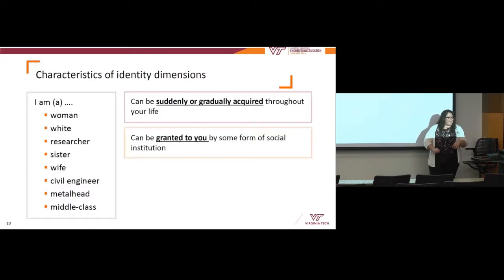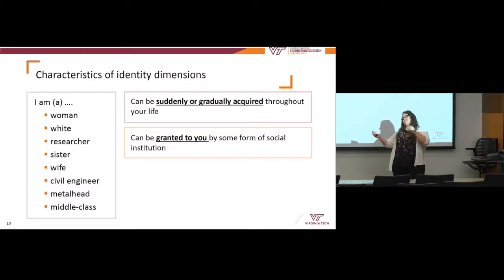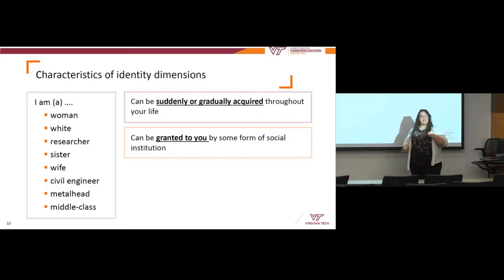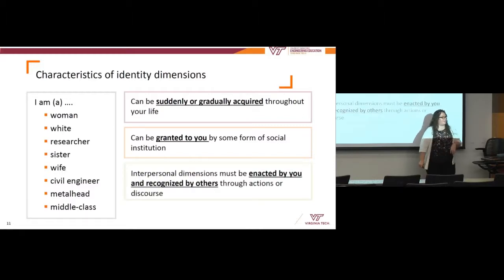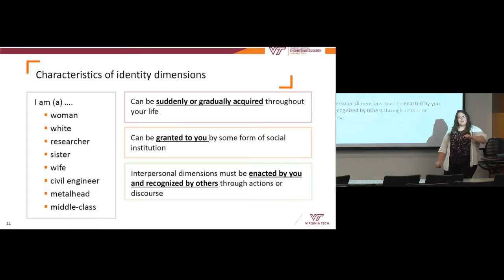And then they also can be granted to you by institutions. So I have a PhD. I can't just go around and randomly have a PhD. Someone has to grant that authority in me to do different things throughout the university setting. And for social dimensions of identity, they need to be engaged and enacted by you, but they also need to be recognized by others.